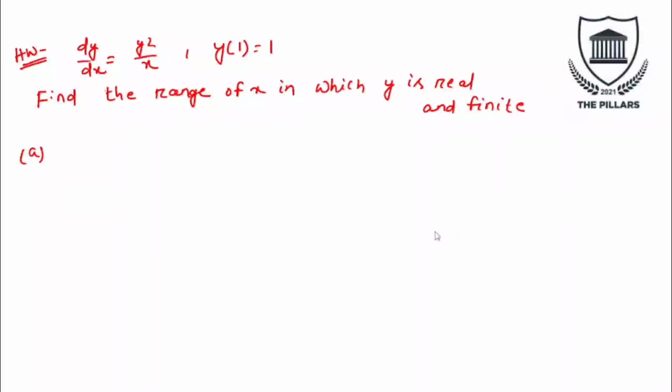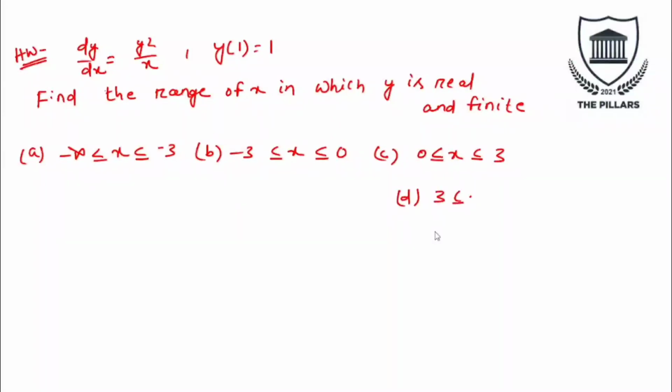So the options are: first, minus infinity less than or equal to x less than or equal to minus 3. Second option is minus 3 less than or equal to x less than or equal to 0. Third option is 0 less than or equal to x less than or equal to 3. And the last option is 3 less than or equal to x less than or equal to infinity. Let me give you a hint here.